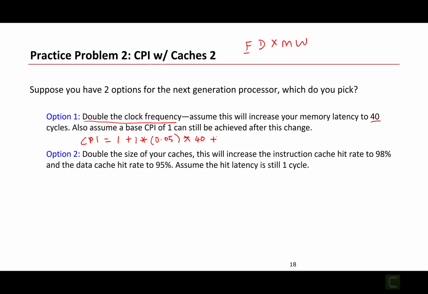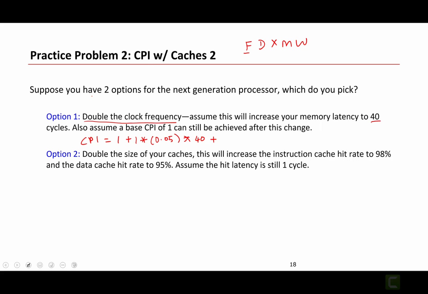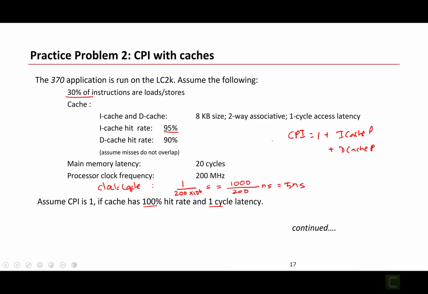So we'll come back to that in a moment. And then for the data cache, we are asked to assume that 30% of instructions are loads and stores. So of the 30% of loads and store instructions, how many of them miss the cache? That depends on the data cache miss rate. That is 100 minus 90, that's 10%.